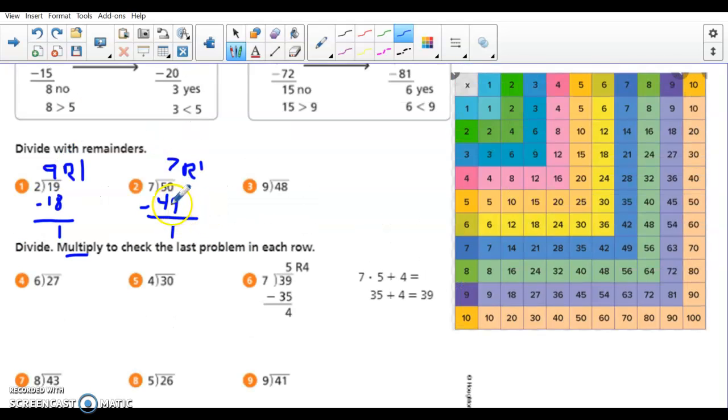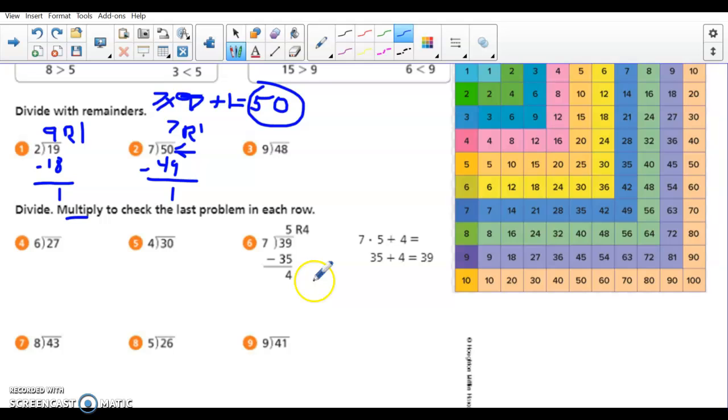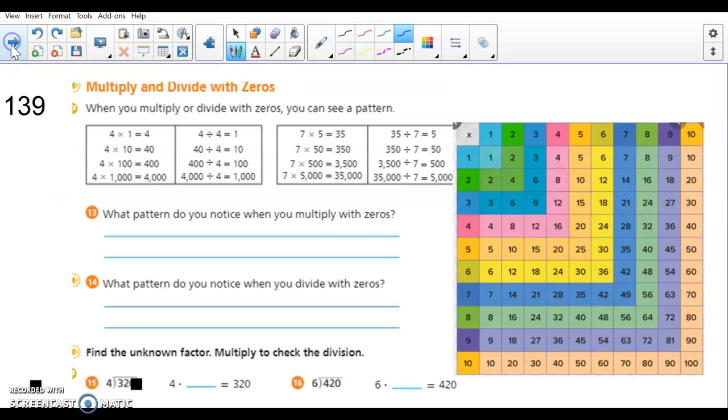So if I was checking number 2, I would say 7 times 7. And then that should be a 7. And then plus 1. So 7 times 7 is 49, plus 1 is 50. So I know, since this matches this, I got it correct. Okay, it should match the large number on the inside. Don't forget to add your remainder. Some kids do that. Okay, go ahead and pause it now and try and work on this page, or you can save it till the end, depending on how your class is going to work.